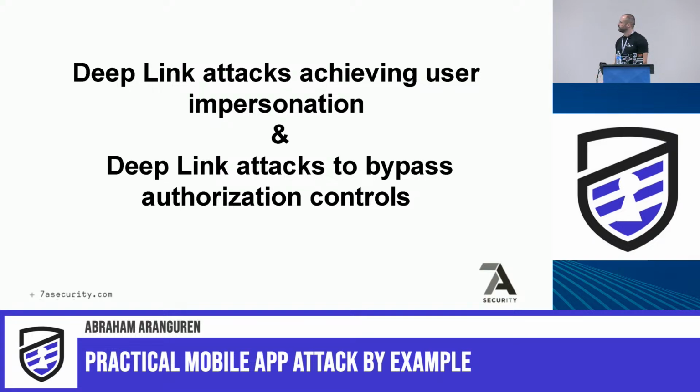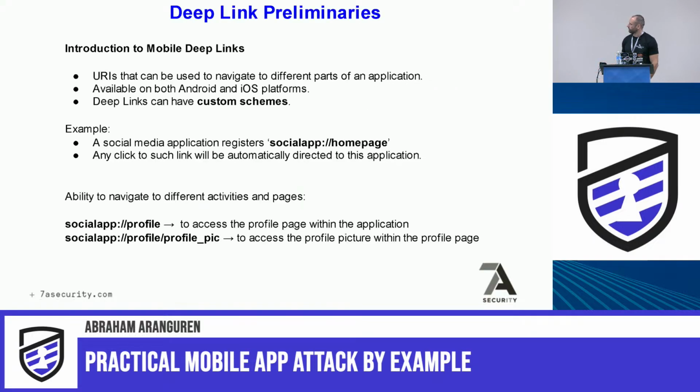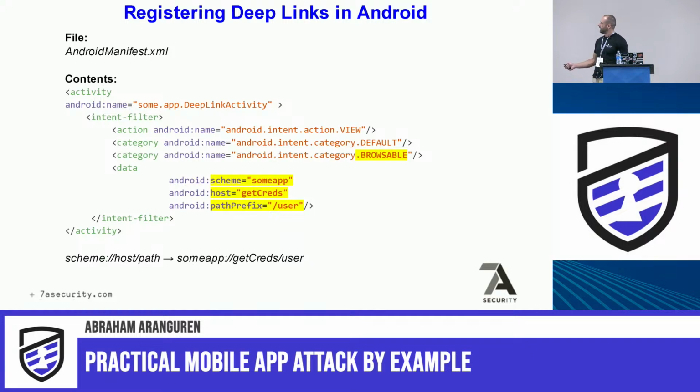So we're going to see a couple of scenarios where deep link attacks achieve user impersonation and bypass authorization controls, right? So normally mobile apps will define some URL like this, like social app, homepage, profile picture, and so on, right? So there are different URLs. And then in Android, you are especially interested in activities that are browsable, right? So browsable means that it can be attacked not just from the mobile device, but also from the browser, right? So you could remember it maybe like that: browser, browsable, right? If it's browsable, it can be attacked from the browser as well, right?